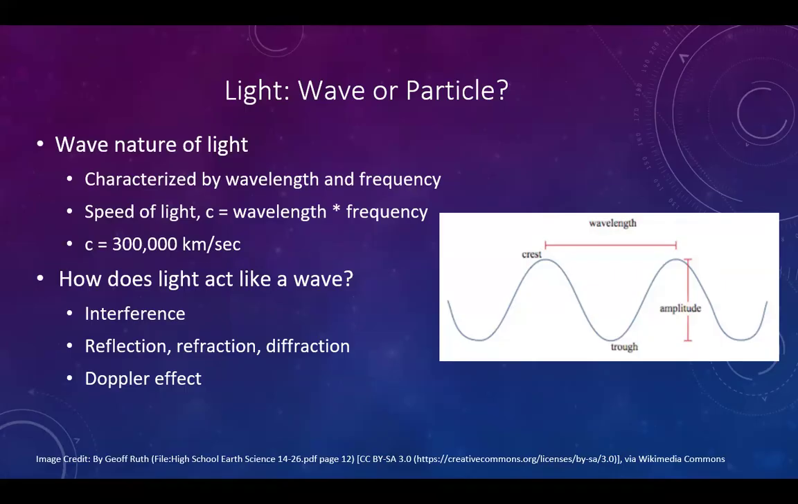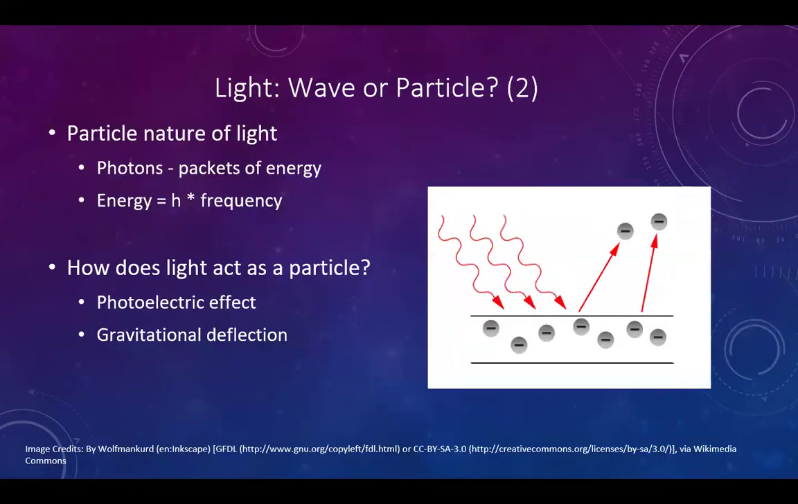We see other things we expect from waves: reflection, refraction, which is how light bends when it enters a material where the speed of light is different. So if you've ever seen that your straw looks bent in a glass of water, that's refraction. And diffraction, which is how light bends around sharp corners or objects, or spreads out when passing through thin slits. And we see the Doppler effect, which is an effect caused by movement of the source of a wave, or relative movement of the observer and the source.